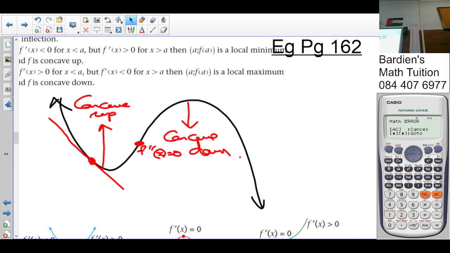The point of inflection normally weighs 2 marks if it comes in, unless they're asking you to discuss the concavity of a graph and stuff like that. It goes up to 4 marks. Okay. But we will do all of those questions as we go through the exercise, or as I go through the exercise.